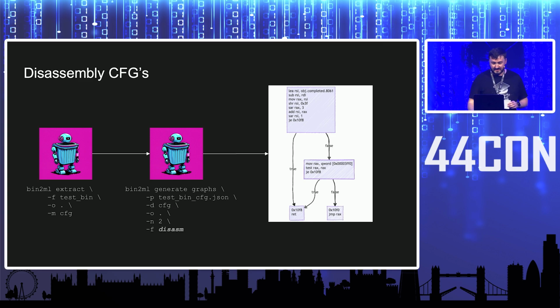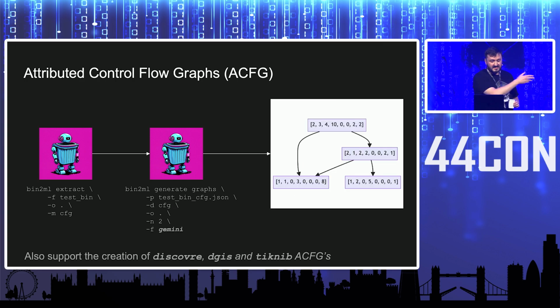Alternatively, all you have to do is just change the F flag to Gemini, and you'll get the Gemini paper, which is a seminal graph neural network paper in function search. You'll actually get the Gemini features as the nodes rather than the instructions. And I've also implemented Discover-RE, which again was a new one, DGS and TikNib, which again, you just change the flag and the features in the nodes will change to the features matching those in the paper.